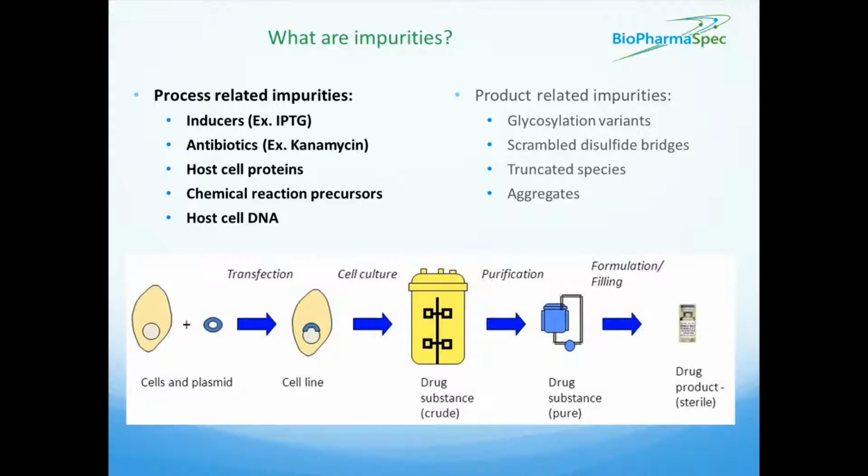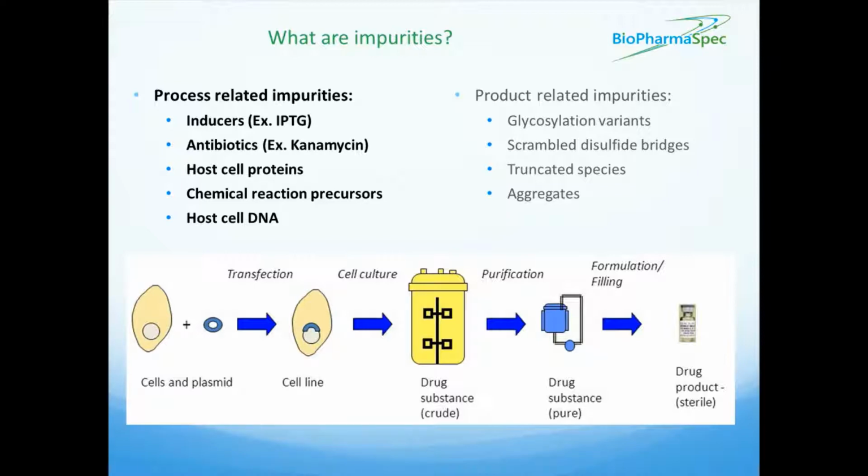Impurities are unwanted substances present in the drug that fall into one of two specific categories, product or process related. Product-related impurities result from modification to the product itself, and I list a few examples here. Now, while these are really important to test for, today's discussion is going to center around process-related impurities.